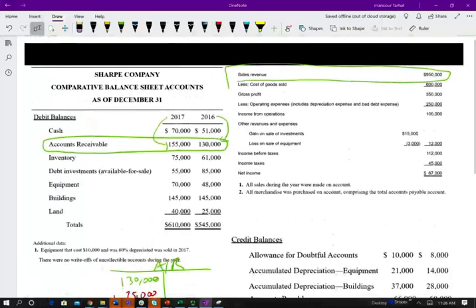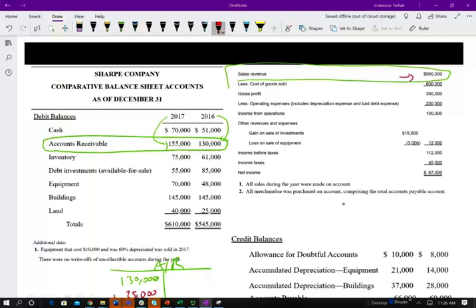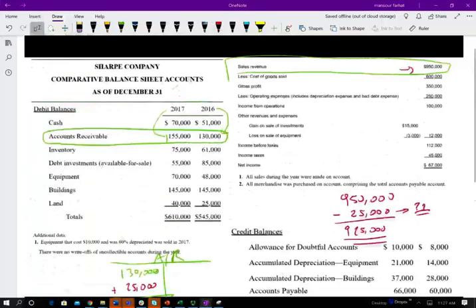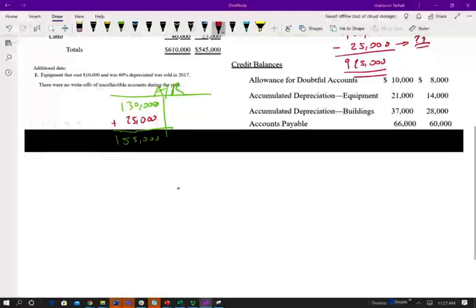How is that going to affect the 950? If we're reporting 950 in sales, but our accounts receivable went up, it means part of that 950 is on account. How much is on account? 25,000. How do I know 25,000 is on account? Because my accounts receivable went up. It means my cash sales is only 925. So the first thing I'm going to do is convert sales into cash received from customers.